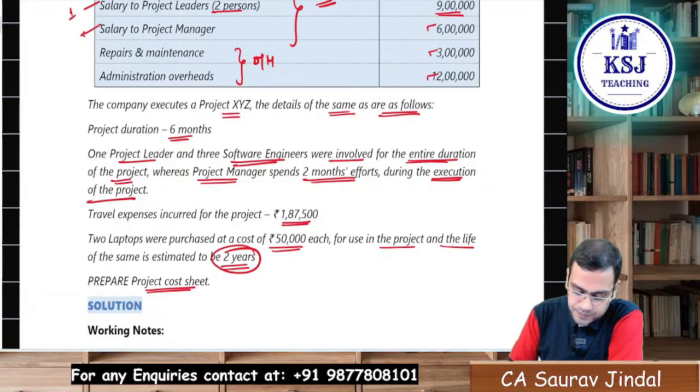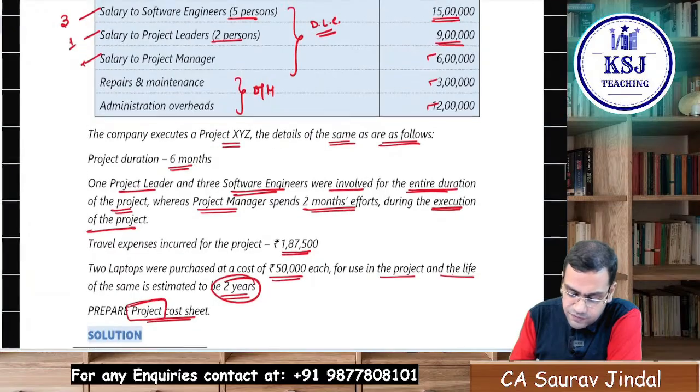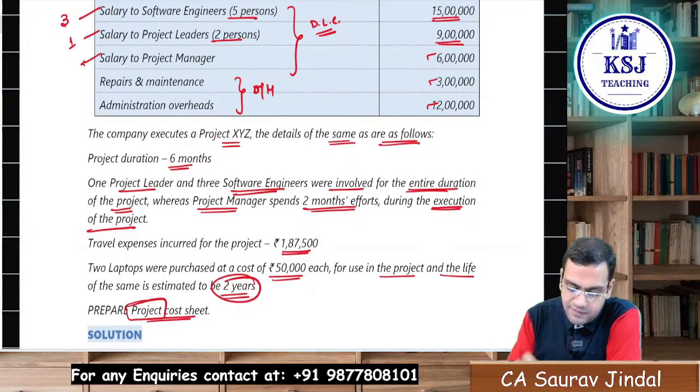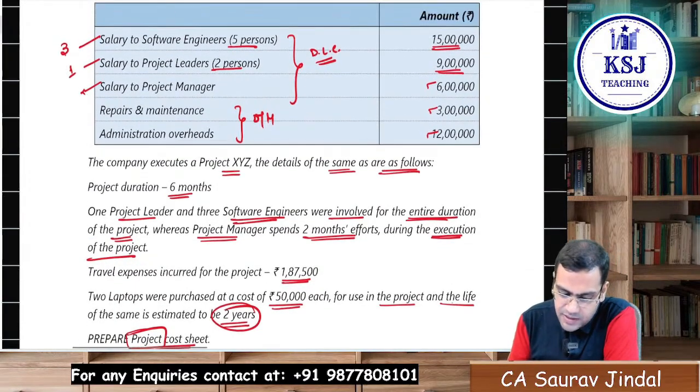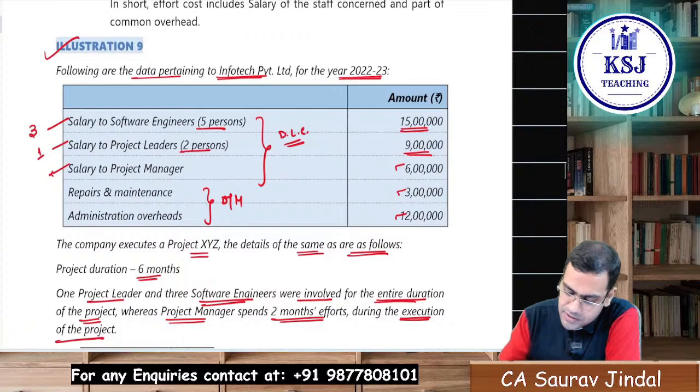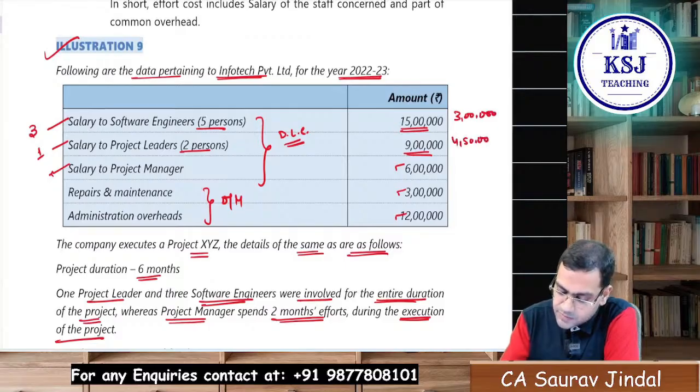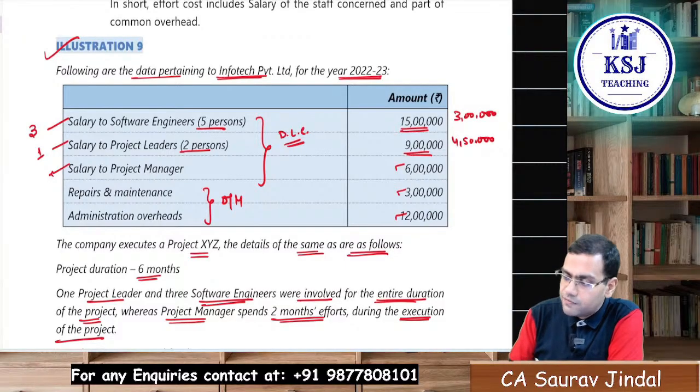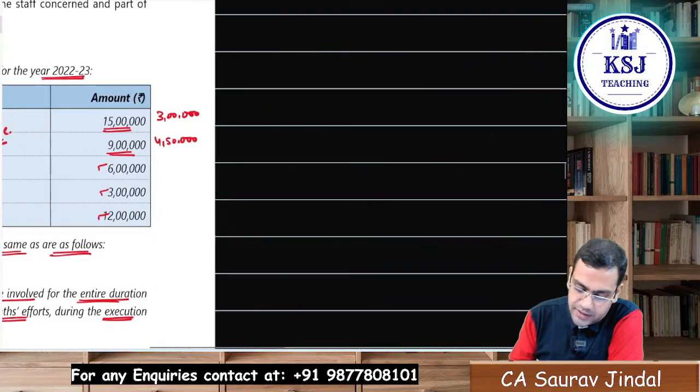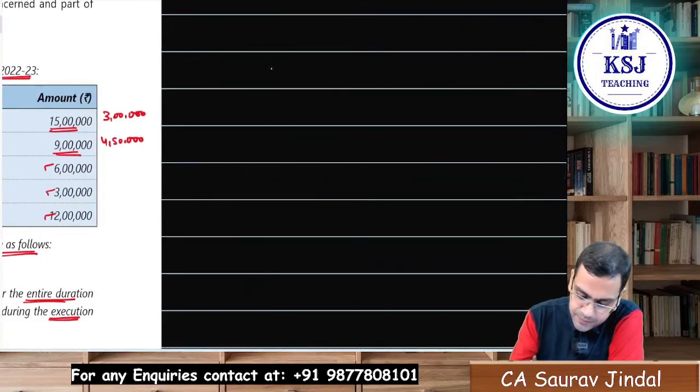Now we have to prepare the cost sheet for a particular project. So for the project, what will be there? Salary will be there, sir. Can you tell me the salary per person? Sir, the salary per person is 3 lakh rupees, and 4,50,000 here, right? So for this particular project, what will be the cost sheet here?